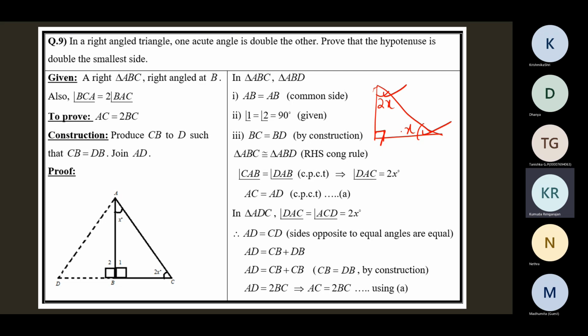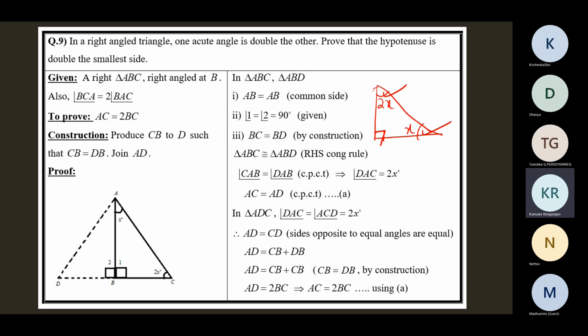Prove that the hypotenuse is double the smallest side. Prove. Oh, will you have this proof? I don't know, because you don't have inequalities, right? Okay, fine. So prove that the hypotenuse is double the smallest side.